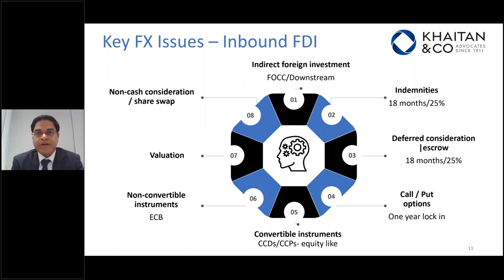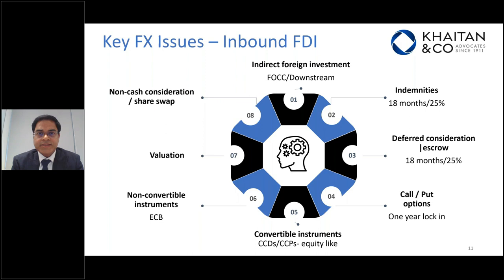Similarly, all inbound investment through the FDI route has to be through either equity instruments or equity-like instruments. An equity instrument is when you are directly investing in the shares of an Indian company. An equity-like instrument which is recognized under the FDI policy would be compulsorily convertible debentures or preference shares. If this condition is not complied with, then such investment is not allowed, and that investment would be treated as debt and not as a foreign investment.